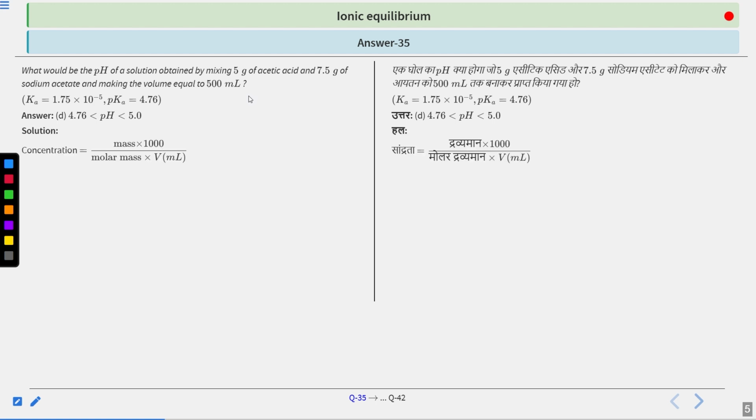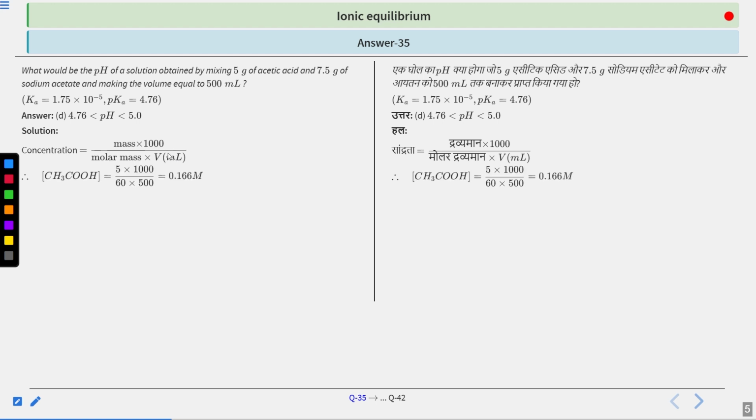How will we solve it? We know that concentration is equal to mass into 1000 by molar mass into volume. It is typically the number of moles per unit volume. To keep the volume in liters, we have multiplied this by 1000.